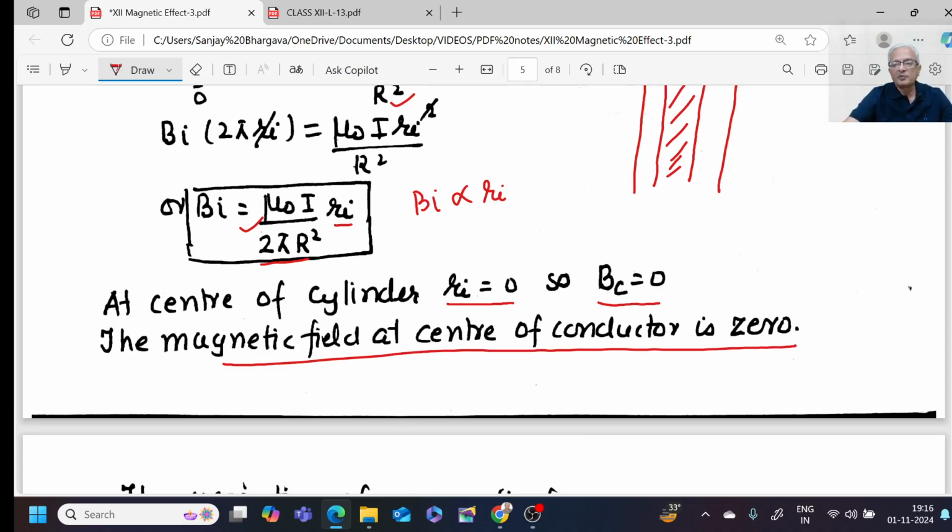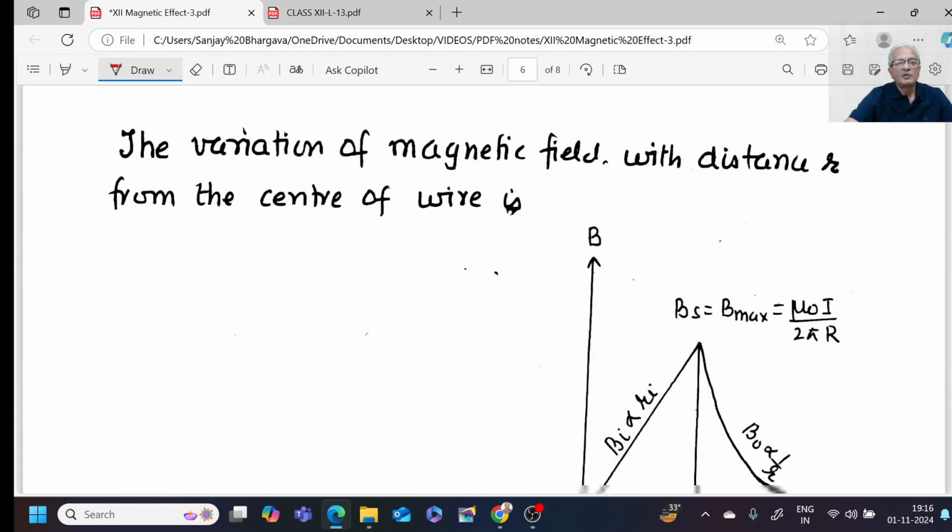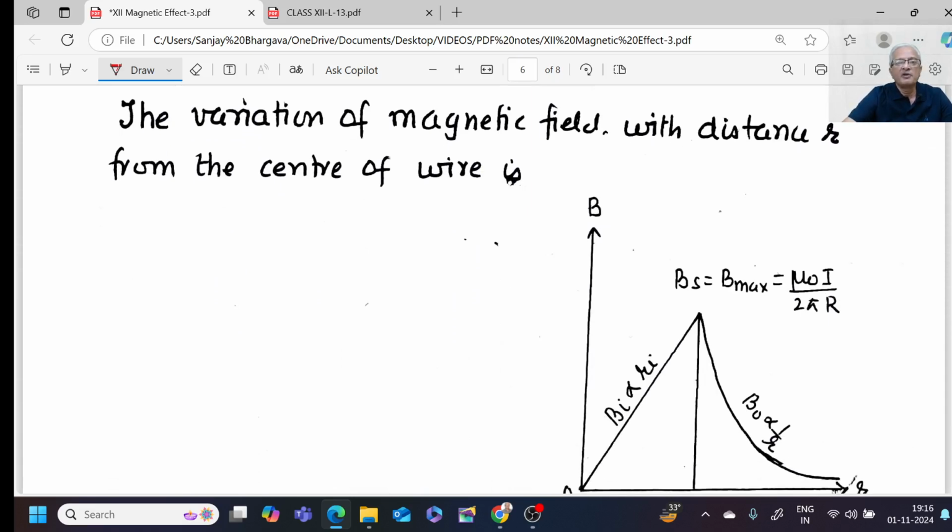कंडक्टर के सेंटर पर मैग्नेटिक फील्ड की वैल्यू 0 आ जाती है. हम इन सभी रिजल्ट्स को एक ग्राफ में प्लॉट कर सकते हैं. So we have written the variation of magnetic field with distance r from the center of the wire is plotted as.